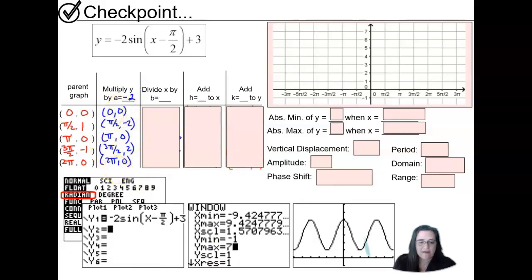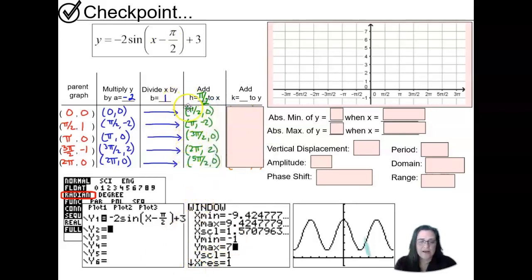Okay, then our next value is the b, and the coefficient on x is a 1. So we divide each of these x coordinates by 1, which gets us the same thing again. Then next comes the phase shift, which is the h, and h is +pi over 2. So we're going to the right, pi over 2 units. That changes each of the x coordinates, increasing them by pi over 2.